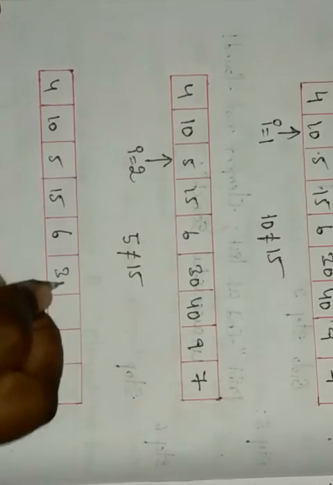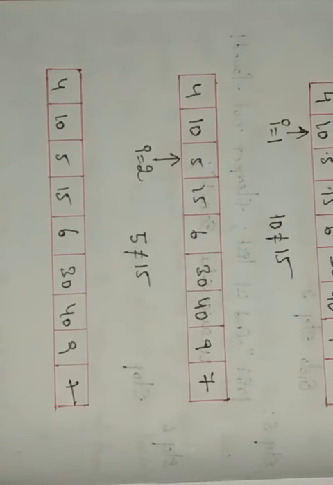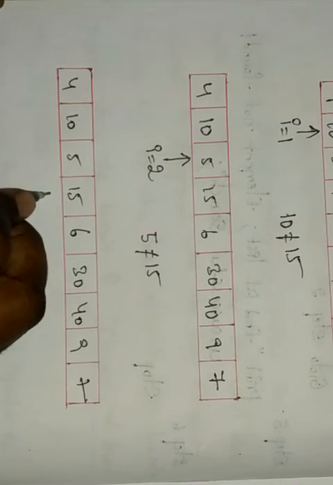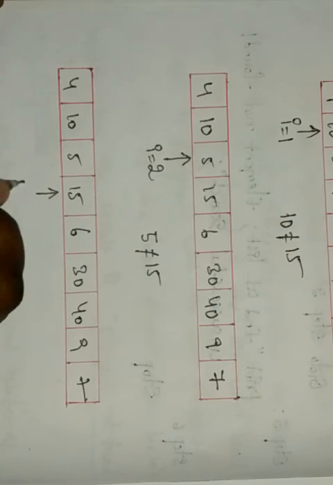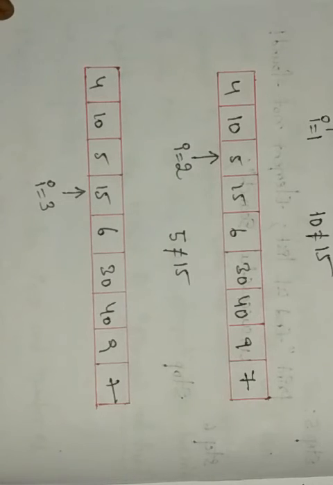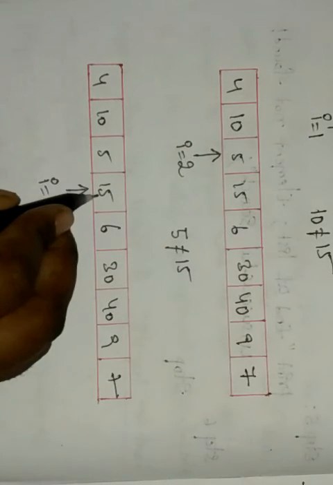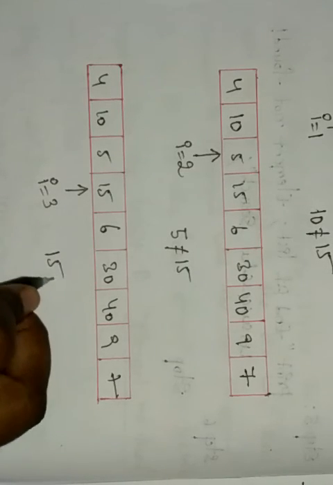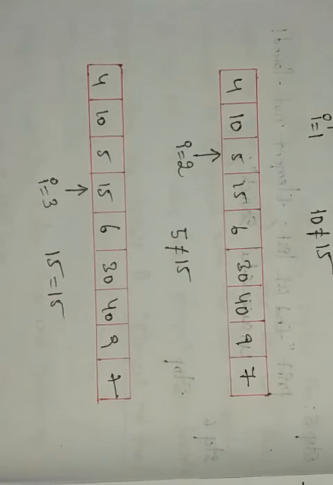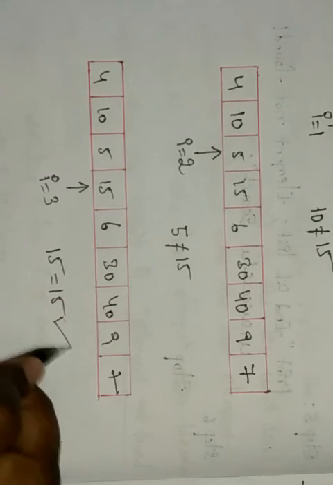4, 10, 5, 15, 6, 40. So now the index is increased by 1. See here, now I is equal to 3. The index is here, I equal to 3. Now we can check. Here we have the element 15 and our key element is also 15. Is this equal? 15 equal to 15? Yes, this is true.